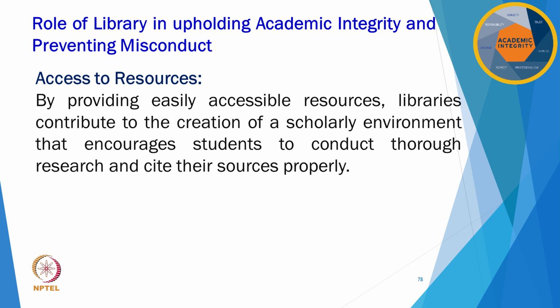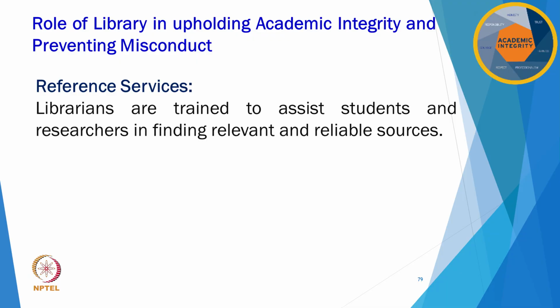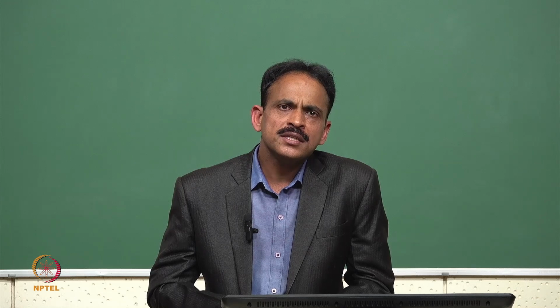Libraries offer a wide range of academic resources, including books, journals, and databases. By providing comprehensive and easily accessible resources, libraries contribute to the creation of a scholarly environment that encourages students to conduct thorough research and cite their sources properly. Under different services, libraries are trained to assist students and researchers in finding relevant and reliable sources. They can guide individuals on proper citation formats, avoiding plagiarism, and understanding copyright regulations. Librarians serve as valuable sources for information ethics.